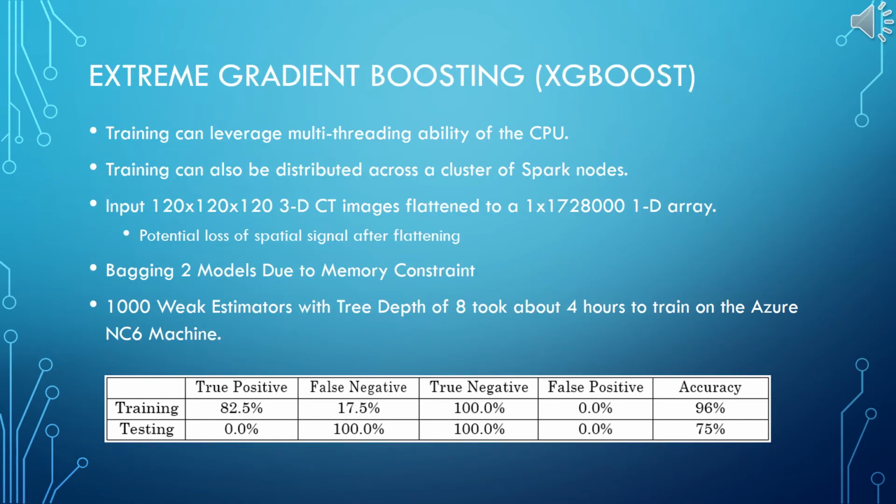XGBoost is a boosting algorithm. Its training can be accelerated using multiple threads in the CPU and also distributed across a cluster of Spark nodes. We gave it a try to see how it compares to CNN. We flattened the 3D images to 1D as an input, and then split the data into two sets to train a bag of two XGBoost models due to memory constraint. The result is not very good, probably due to the loss of spatial signal during flattening. It is not predicting any positive cases for the testing data, just like the random forest and SVM.